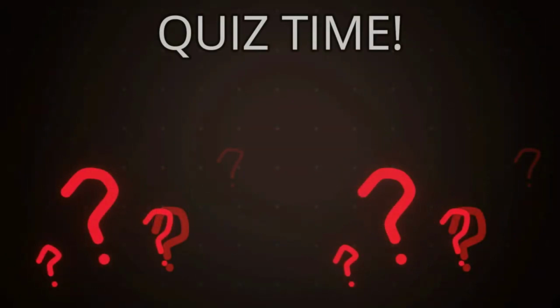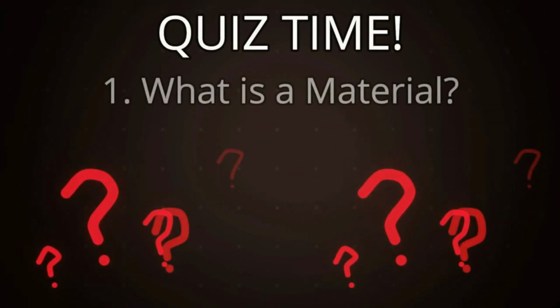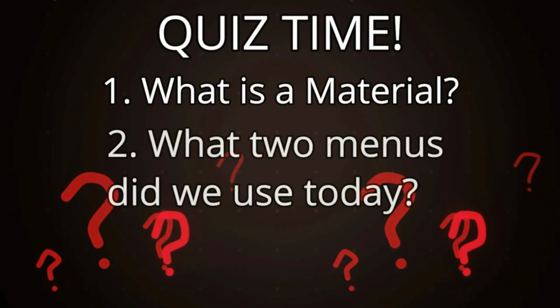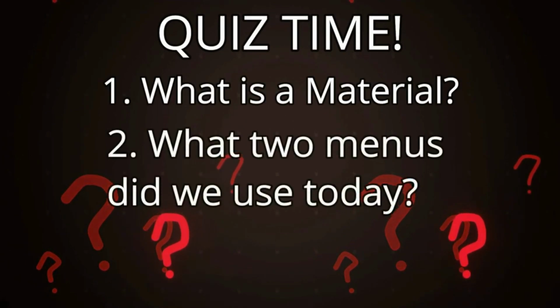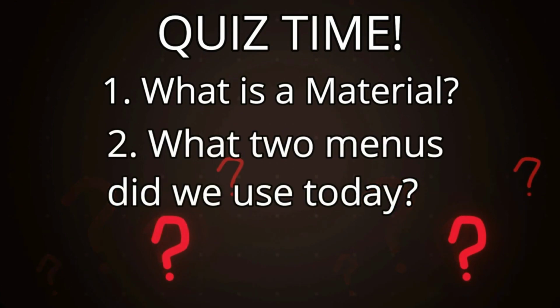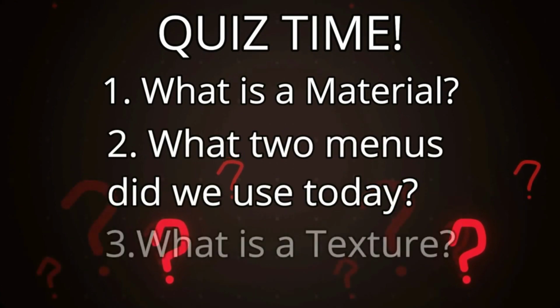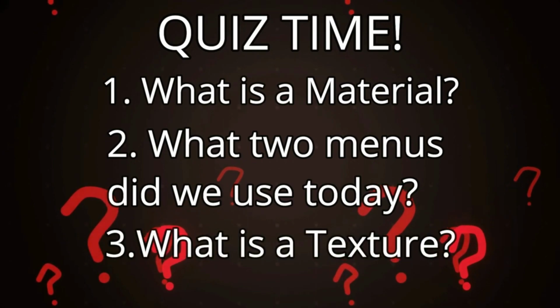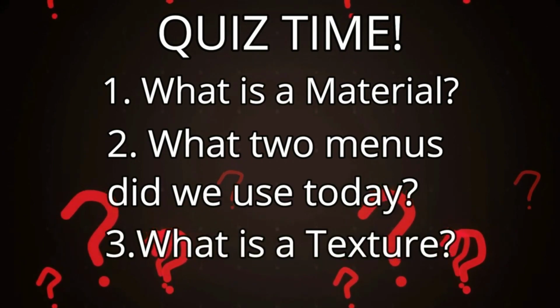Great, so now let's review what we've learnt today. Number 1, what is a material? Number 2, what two menus did we use today to add colour to an object? Number 3, what is a texture? You can pause the video and take time to answer them, and I'll be answering the questions in around 15 seconds from now.